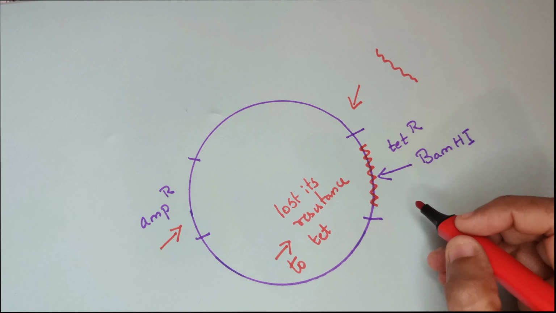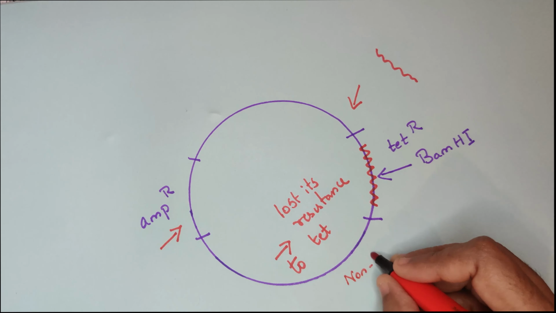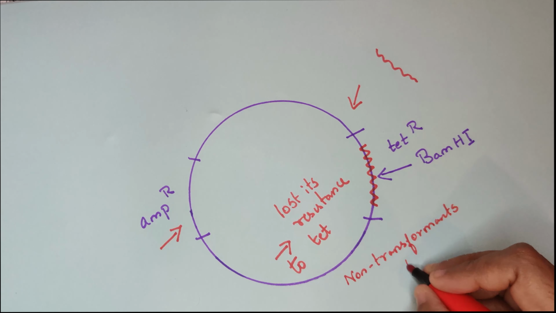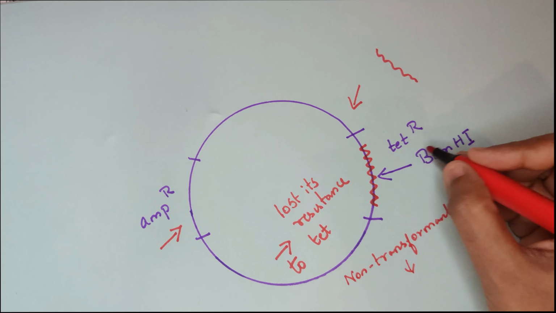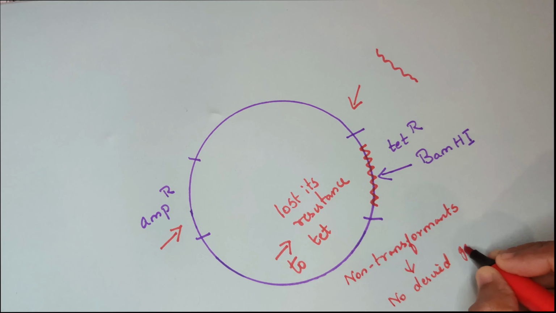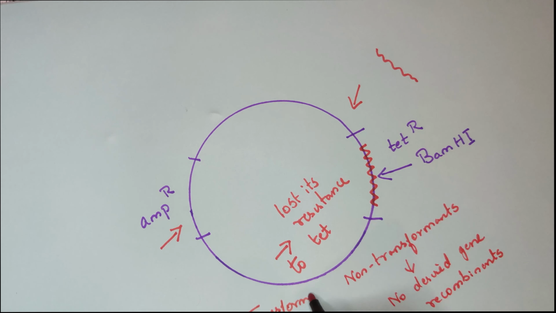Now if you ask me why we are doing this, it is because I need to isolate and eliminate the non-transformants. Non-transformants are the ones which have not taken your desired gene. So there is no desired gene in non-transformants, or you can also call them non-recombinants. This is not needed for my biotechnology procedures. Now what I have to do is take only the transformants that contain my desired gene.